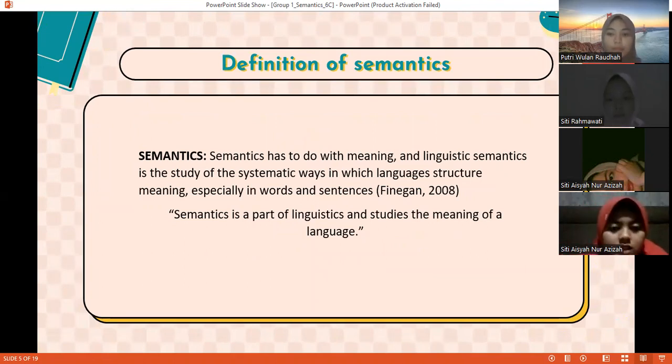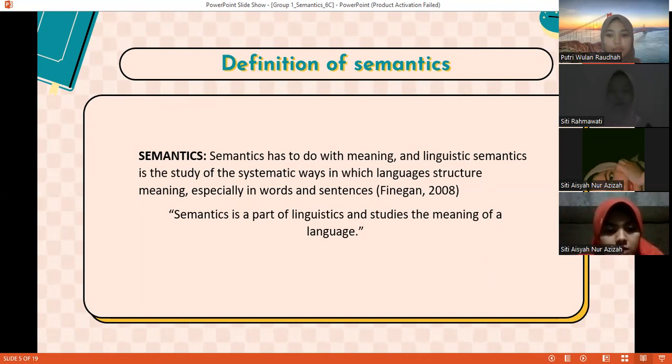As you can see in this slide, today we will discuss the definition of semantics, word meanings, the study of meaning, and semantic problems, sets, collocation, and registers. Next. First, I'm Siti Aisyah Azizah, and I will explain the definition of semantics.